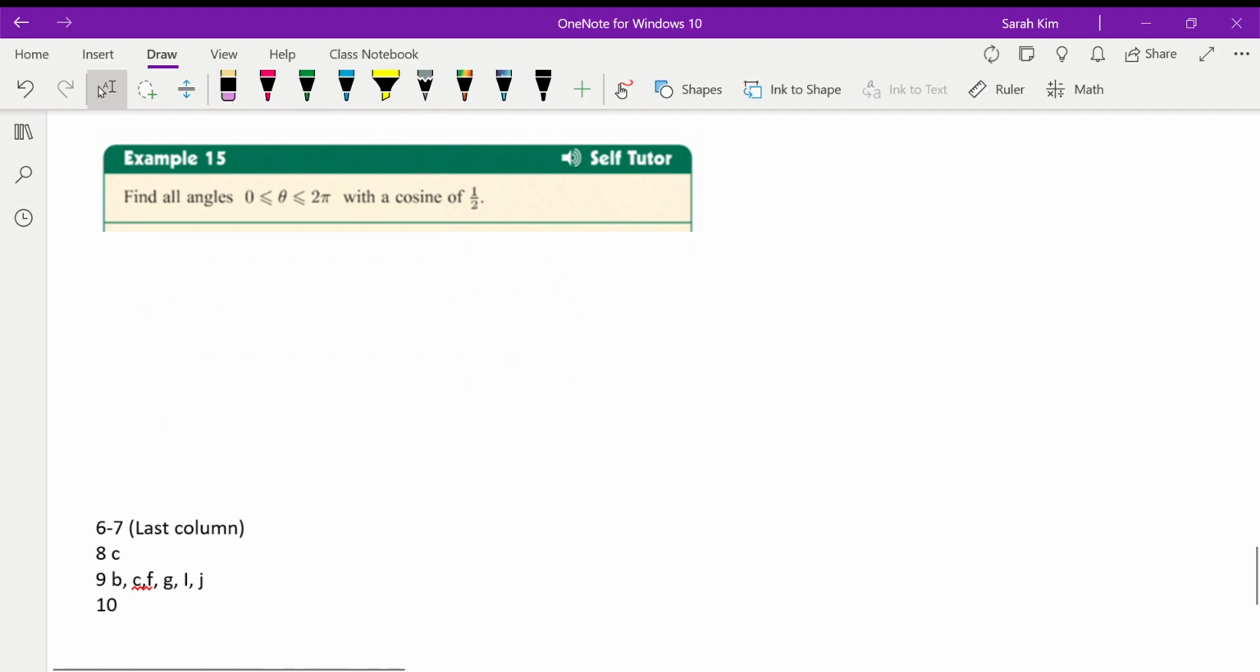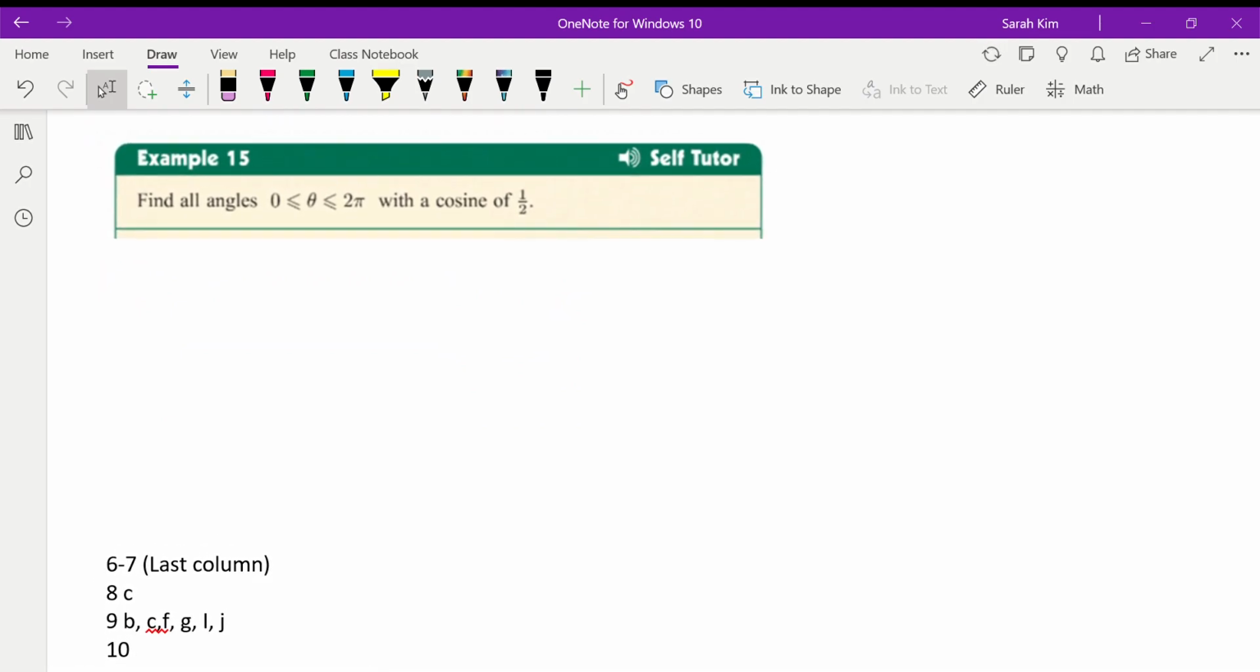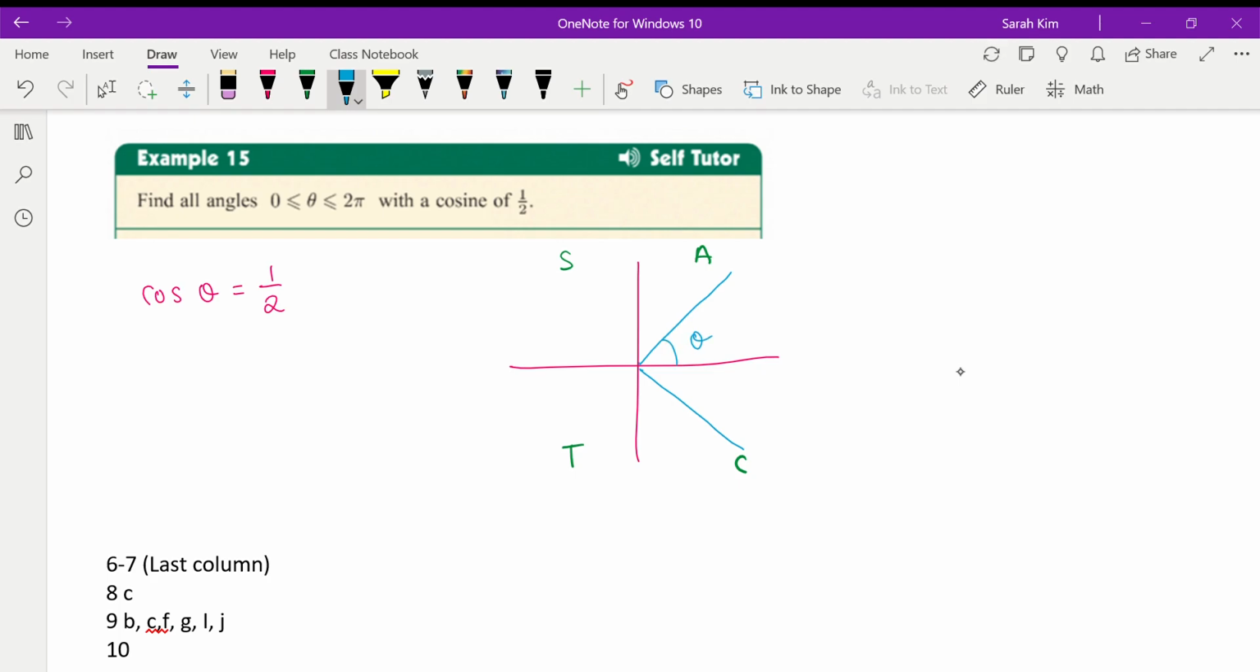Alright, find all angles 0 to 2 pi with a cosine of a half. So cosine theta equals a half. Have a think about, South Australian Tennis Club, or All Silly Turtles Crawl, whereabouts is my cosine a positive number? Well, there's going to be over here and over here. So there's going to be 2 answers, because we're only looking at 0 to 2 pi, which is 0, pi over 2, pi, 3 pi over 2, and then 2 pi. So it's 1 revolution we're only looking at. So we're only going to have 2 answers. So when is cos theta 1 over 2?